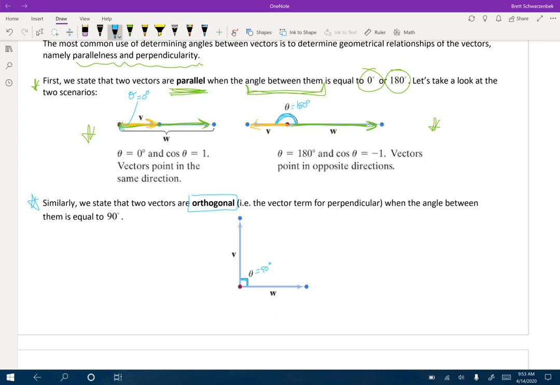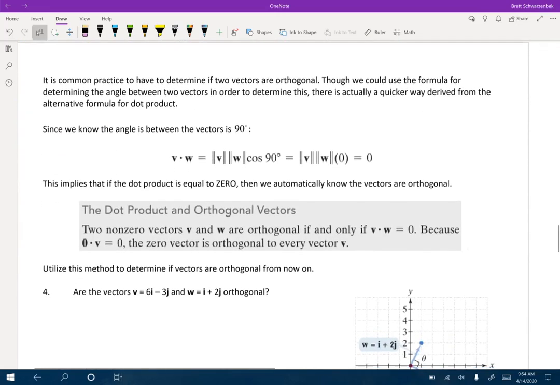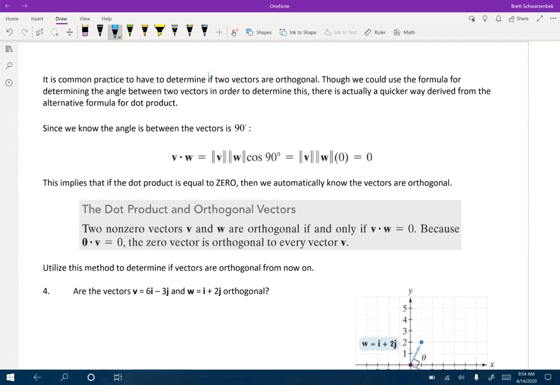So these two concepts are important for what we're doing for a lot of the next page, where we talk about how to determine this in problems and examples. Okay, so it's actually common practice to determine if two vectors are orthogonal.